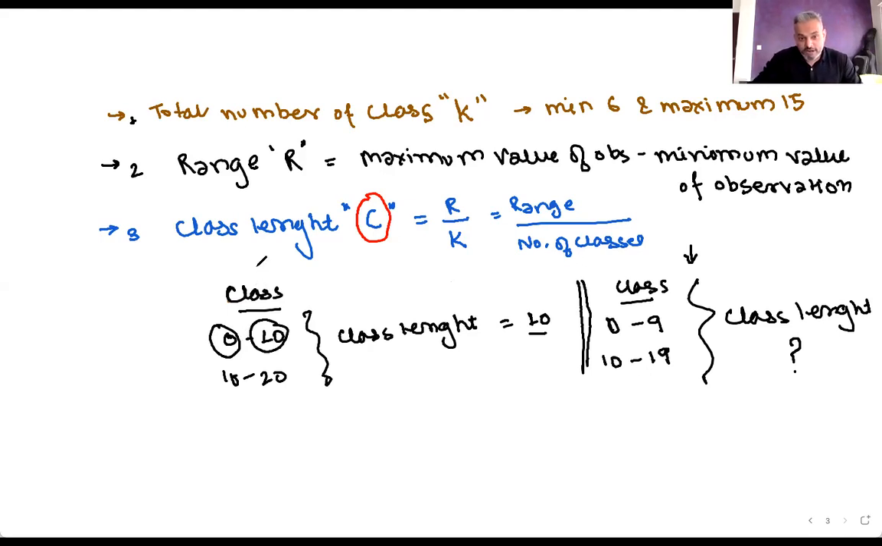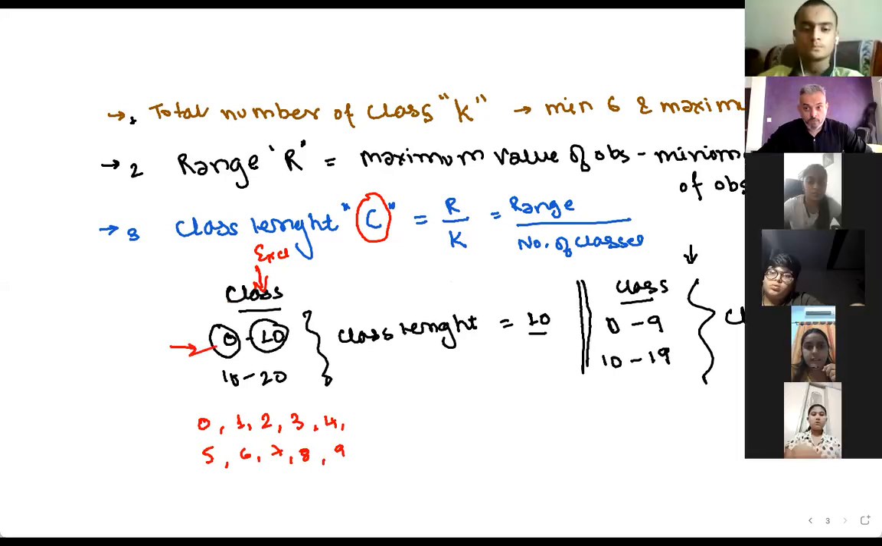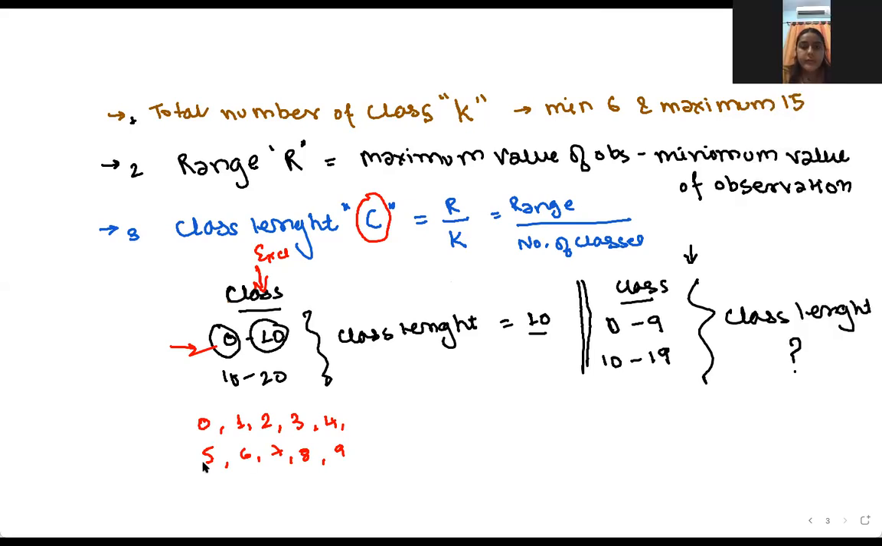When I went for this type of frequency distribution, it is exclusive frequency distribution. So 0 to 10 means how many numbers I will telemark over here? I'll telemark 0, 1, 2, 3, 4, 5, 6, 7, 8, 9. Will I telemark 10 over here? No. Here, what is the class length? 1, 2, 3, 4, 5, 6, 7, 8, 9, 10. So we got 10. That's correct.